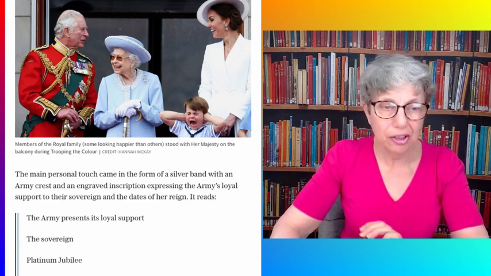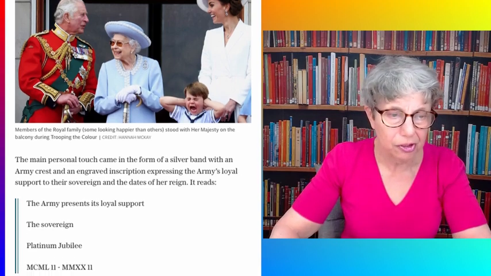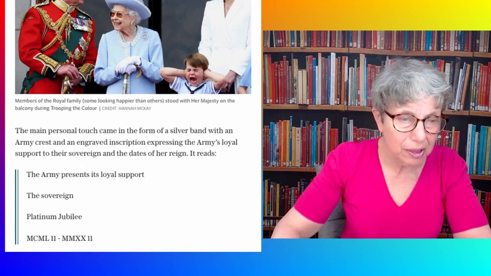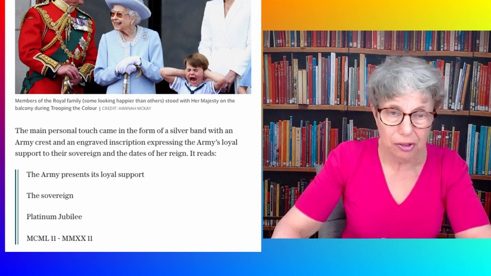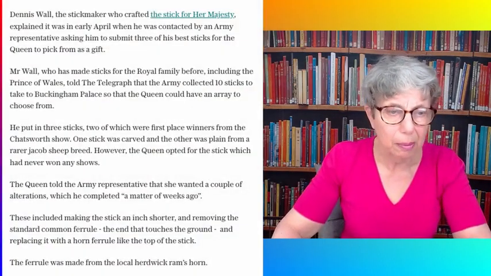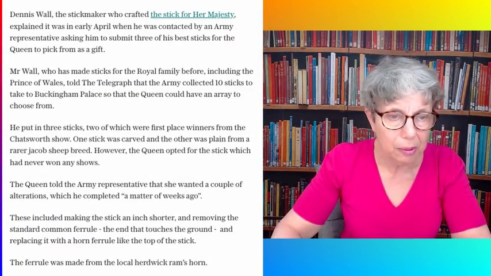And the legend on the silver band around the top of the walking stick is: the army presents its loyal support, the sovereign, platinum jubilee, 2022. Okay, so the Queen was said to have loved it. And here's a picture of at least the top of the walking stick. Now, Dennis Wall made that stick, and he submitted a few of them, and she chose that one. It's mottled hazel, apparently. I've never seen that before, but it looks quite pretty.